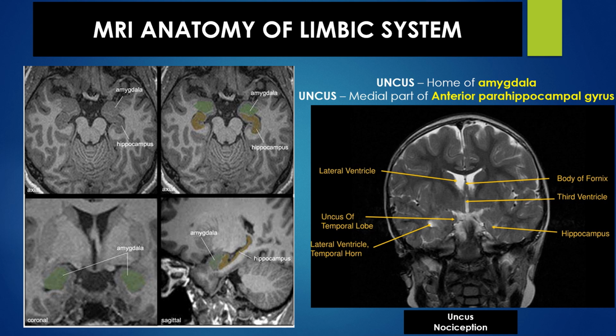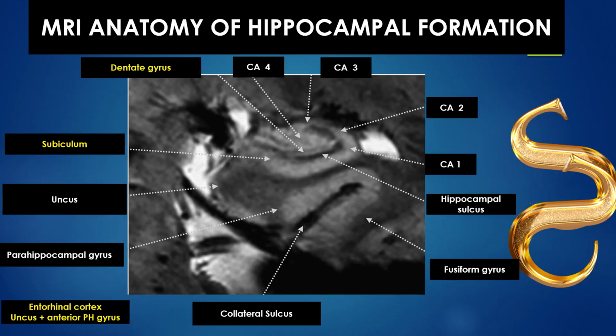Moving on, uncus. Uncus is considered to be the home of the amygdala. So if you identify the amygdala and you surround it, amygdala is in the center. The uncus is the roof or covering of the amygdala. So that is the definition of uncus. Uncus is also called the medial part of the anterior parahippocampal gyrus. So this is a collateral sulcus, this is a parahippocampal gyrus. So the medial and anterior most part of it is going to be the uncus. Hippocampus, parahippocampal gyrus, this is the amygdala. So this entire thing is going to be the uncus. Okay. So moving on further.